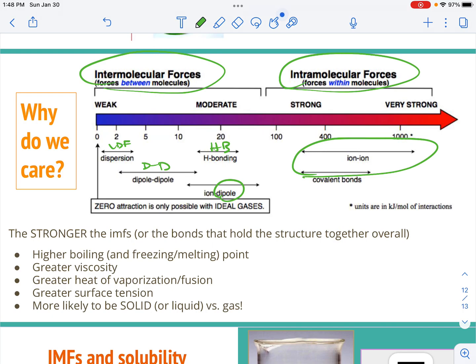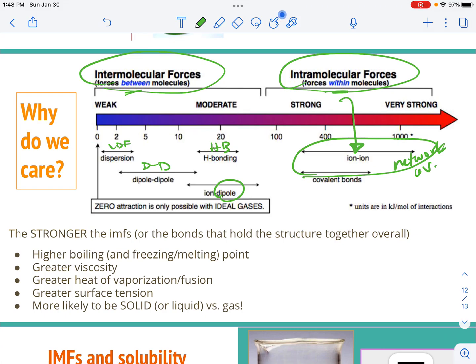Be super, super careful, because remember that you're talking about within molecules or between molecules, and the within molecules are your answers for ionic compounds or for network covalent, right? But they are not your answer for anything that is a regular molecular substance or atomic substance, etc. So be super careful with how you're using these.